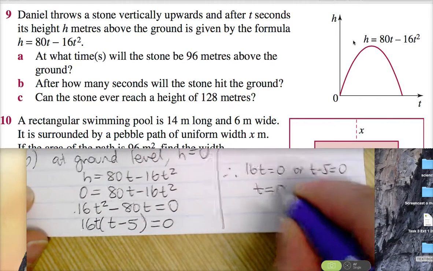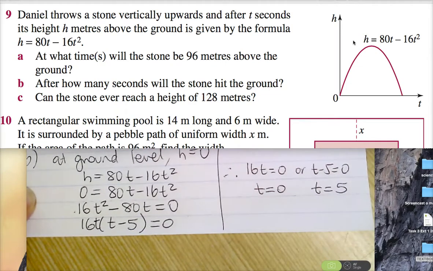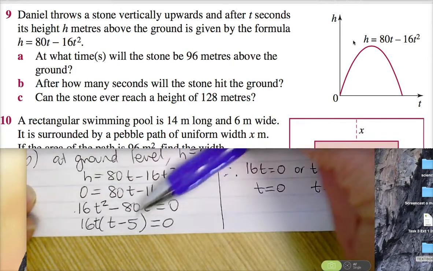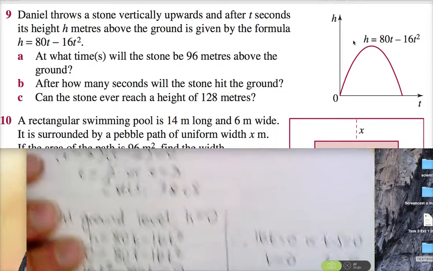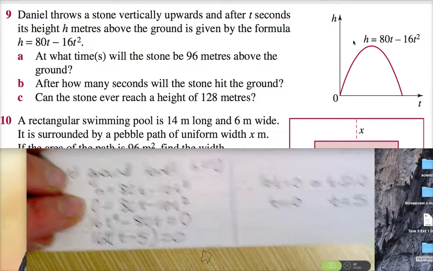Therefore, t is 0 or t is 5 because 0 over 16 is 0. So, girls, I've got two times where the rock is at ground. Tell me, which answer do I use? T equals 0 or t equals 5? What do you think the t equals 0 answer is?